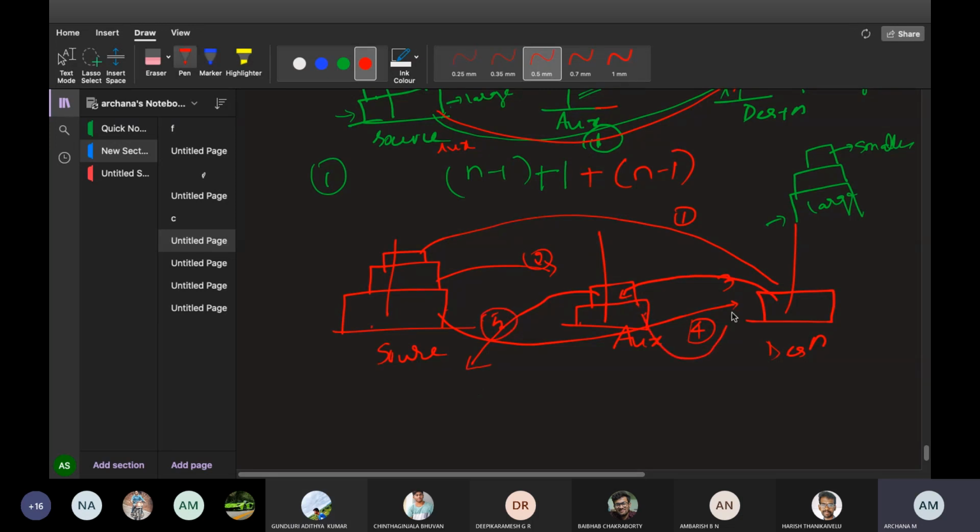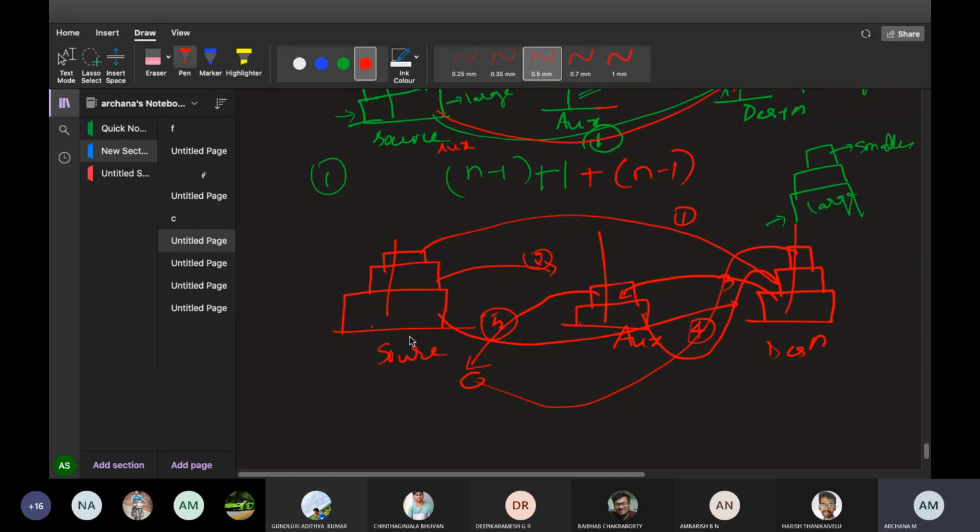Then the sixth one goes here. Then finally from source, this will go here, right? This is how we keep on moving the number of disks. So this is the basic thing we do in our Tower of Hanoi.